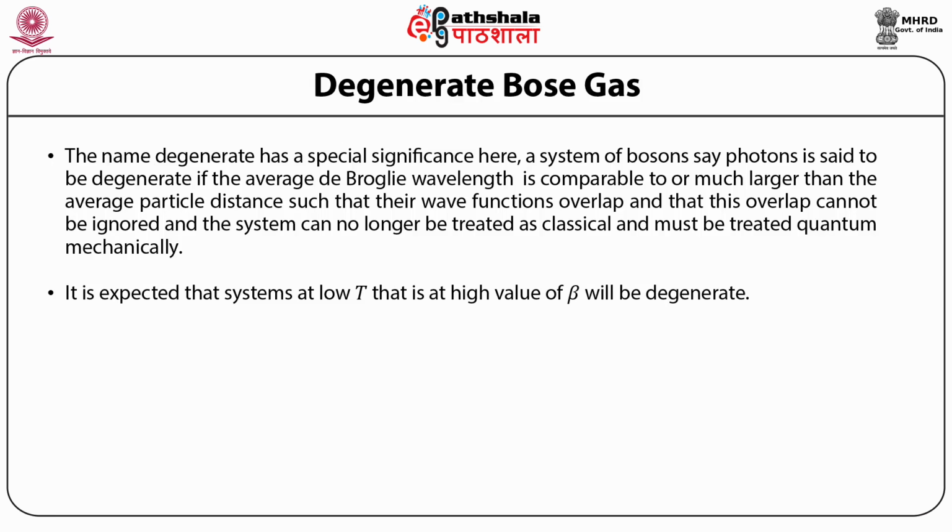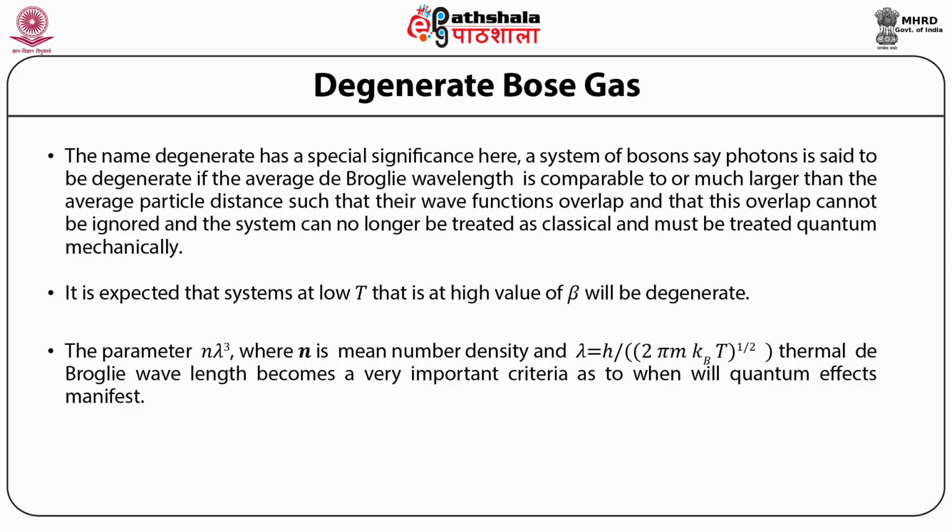It is expected that systems at low T, that is high value of beta, will be degenerate. The parameter n lambda cube, where n is the mean number density and lambda is equal to h upon 2 pi m kBT raised to power half, the so-called thermal de Broglie wavelength, becomes a very important criterion as to when quantum effects will manifest.